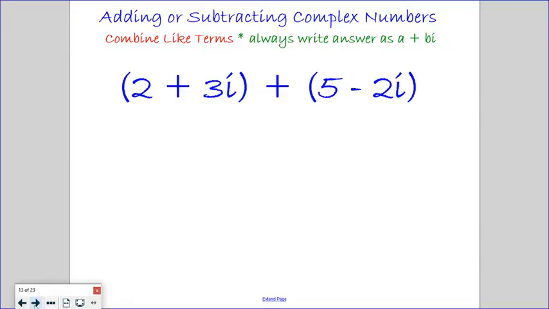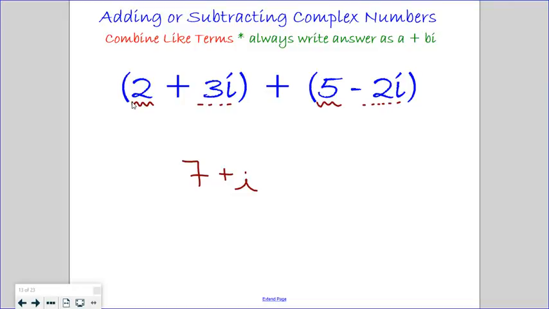Guys, when it's adding and subtracting complex numbers, you would add and subtract just like you would if they were x's. We combine like terms. If it has an i, it would be a like term to something else that has an i. If it's a plain number, it's a like term to something else that has a plain number. So our real numbers are 2 and 5. Put those together, we get 7. Our imaginary numbers, 3i and negative 2i. Well, 3 minus 2 is 1i. Combine your like terms, okay?